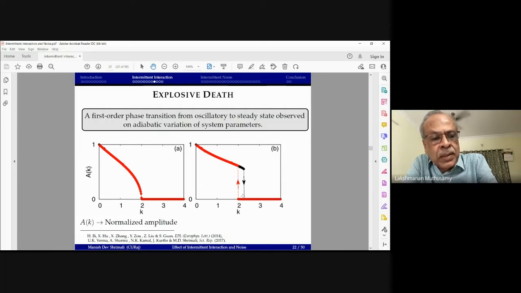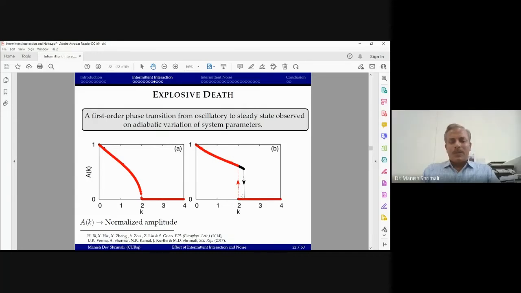Is that the new feature? So I'll correct here. This explosive death can also be obtained without intermittent interaction. So the first thing is, with the continuous interaction, you can observe all different kinds of transitions: first order, second order.